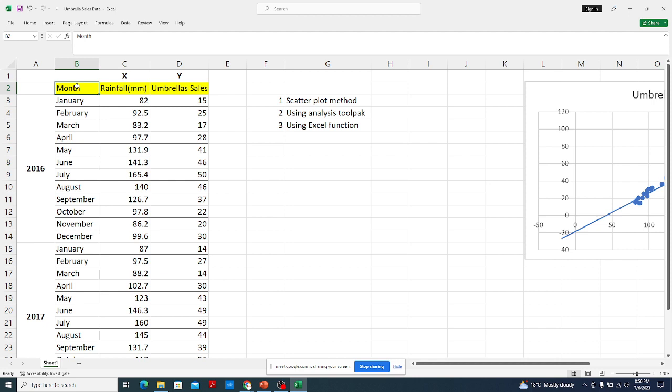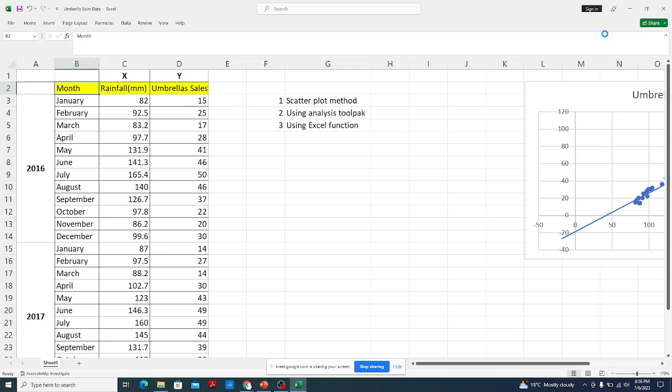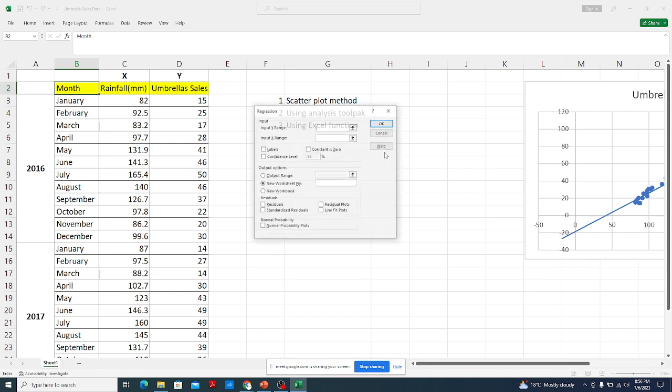Okay, so I will go to data. Take note of this. I'll go to data, then on data I'll go to the data analysis toolpack. Yes, I showed you how to use it last time. So after that, we'll go to regression. Okay, we need regression. After clicking regression, you can either double click on regression or you can click and say okay.